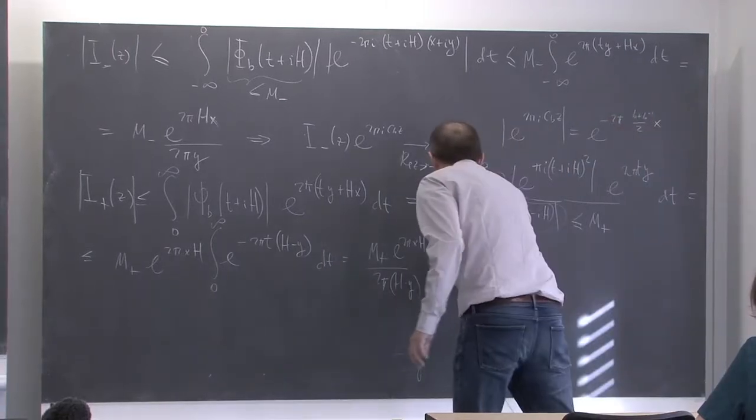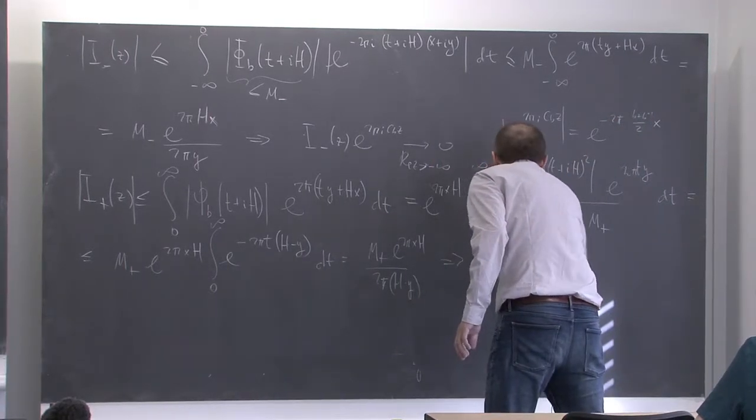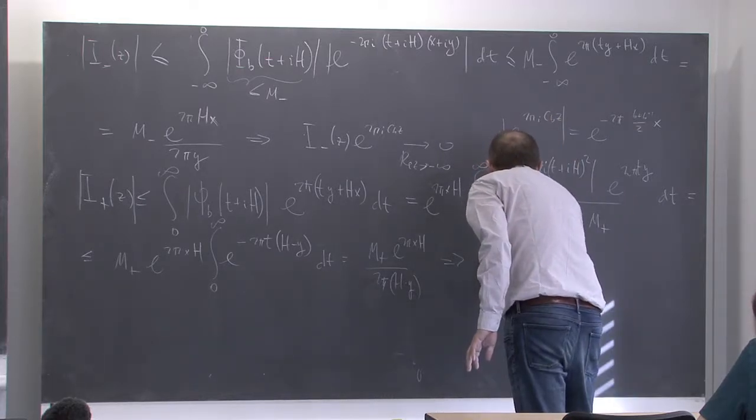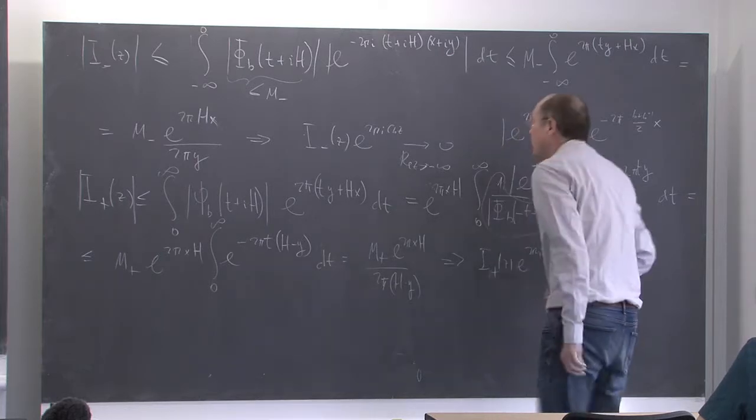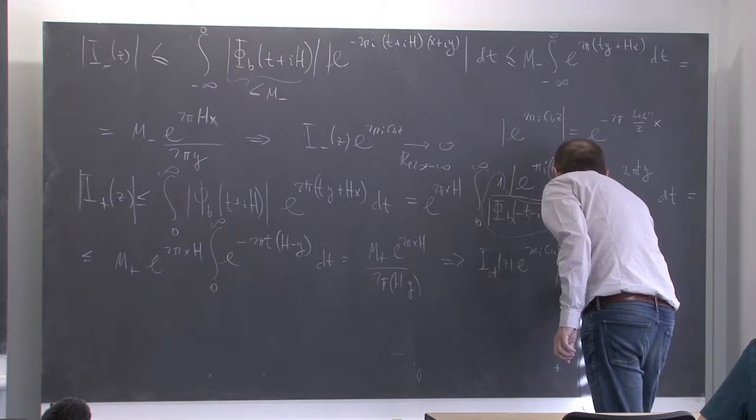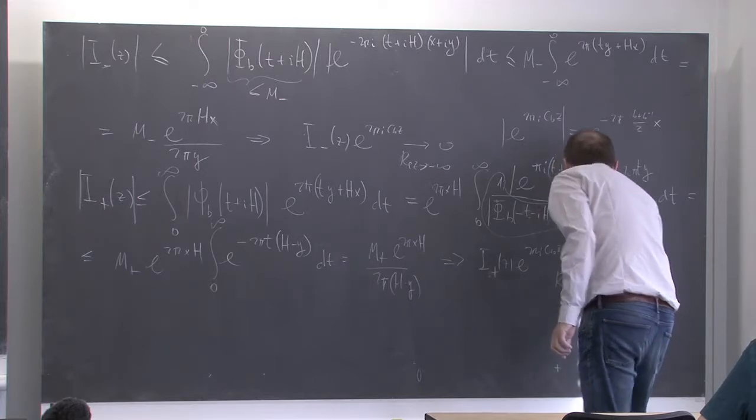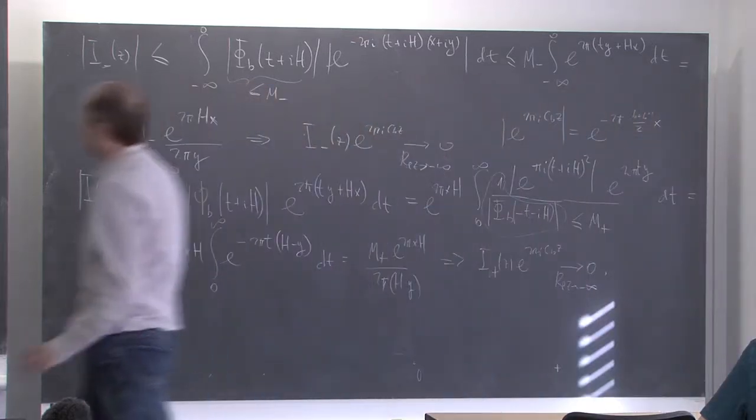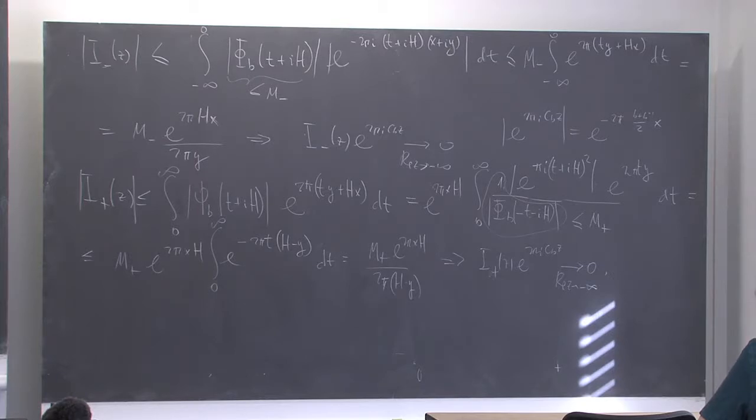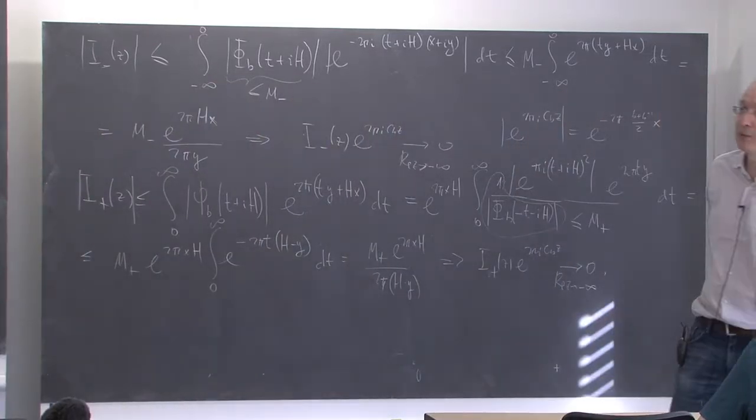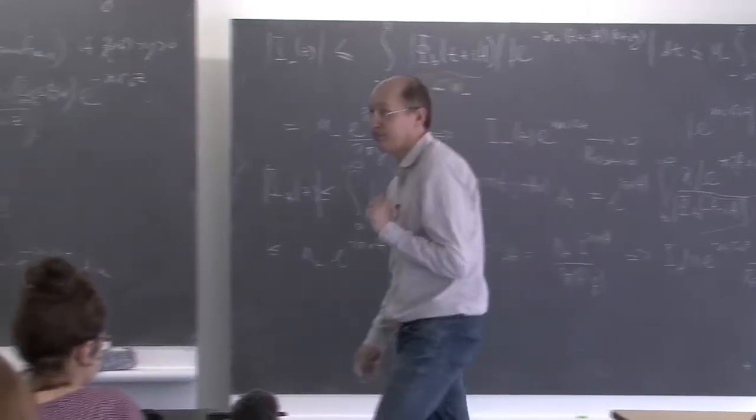So g of z goes to i plus of z e^(2πi cb z) goes to 0 when the real part of z goes to minus infinity. And putting all together, now we have proven that g of z is really a bounded function. And so that completes the proof of the Fourier transformation formula.